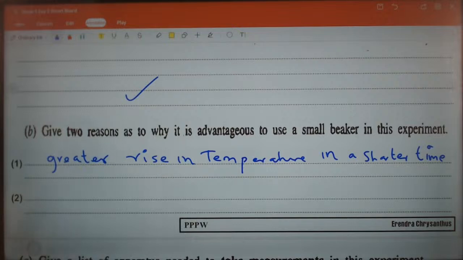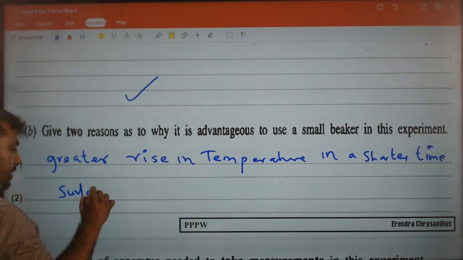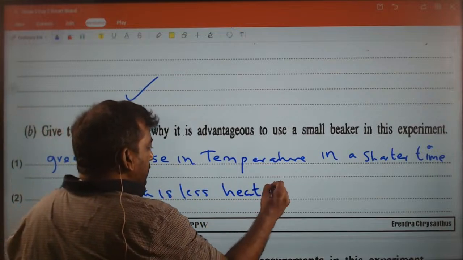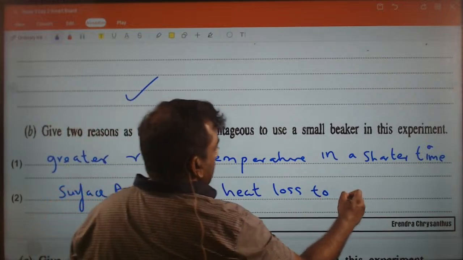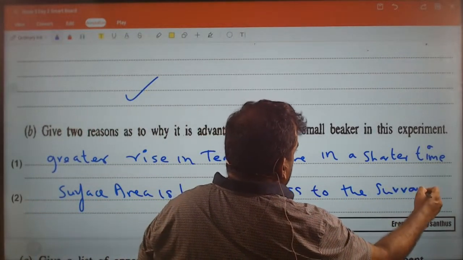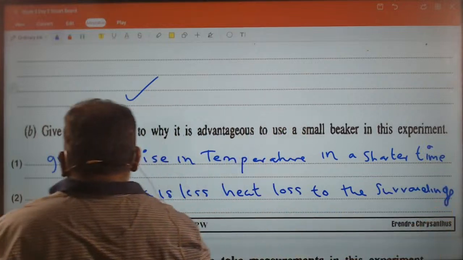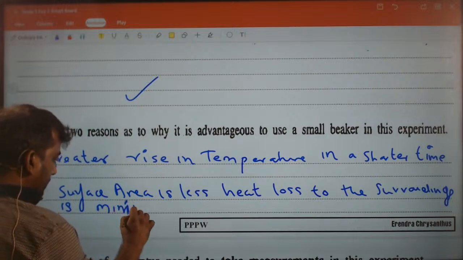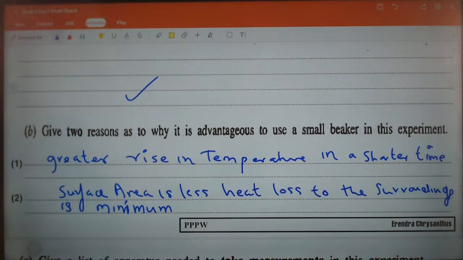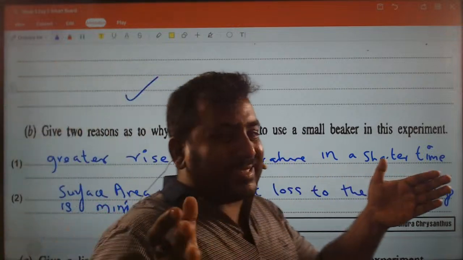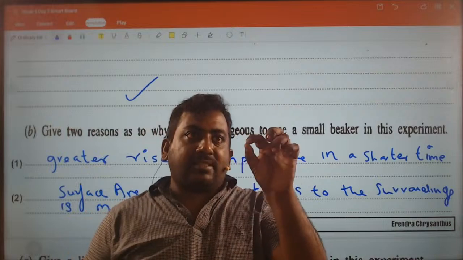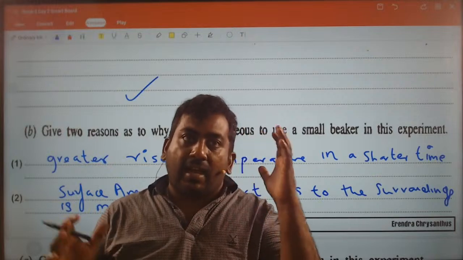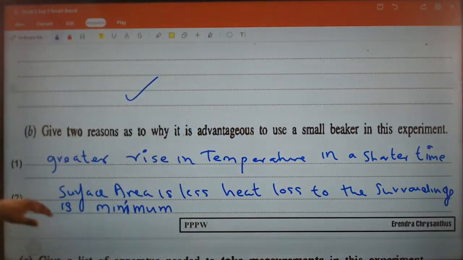Surface area is less. Heat loss to the surroundings is minimized. So you're making sure the surface area exposed is less. Heat loss is Ka(theta minus theta r), Newton's law of cooling. So by reducing the surface area, you're reducing the heat loss to the environment. Okay, right.